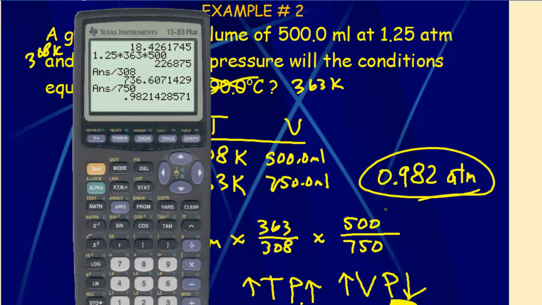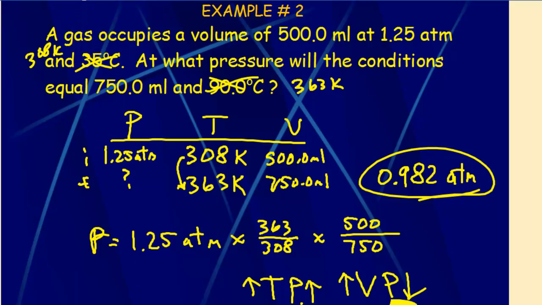There's the correct answer. So you can see the one that affected it more would have been the change in volume because it ended up lower than when it started. So this made it go up. That made it go down. This one affected it more.